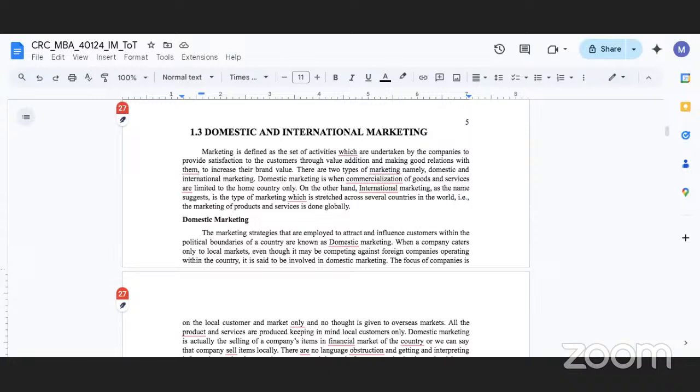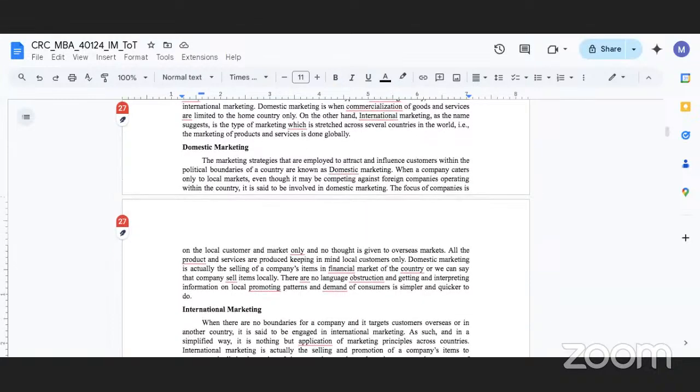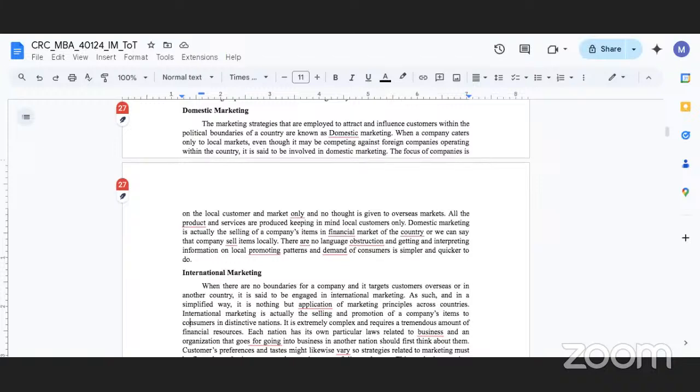So, when we're talking in terms of domestic marketing, you're talking of commercialization. However, it is restricted to one country. However, in international marketing, the commercialization, that is the selling of products and services, is extended beyond the country's shores. Of course, in domestic marketing, there are certain advantages. When we are talking about language obstruction in a country as widespread as India, with over 200 languages, we cannot say that language obstruction does not happen.